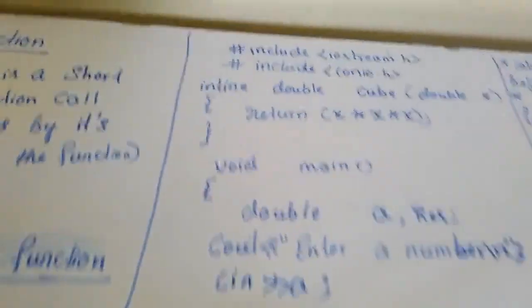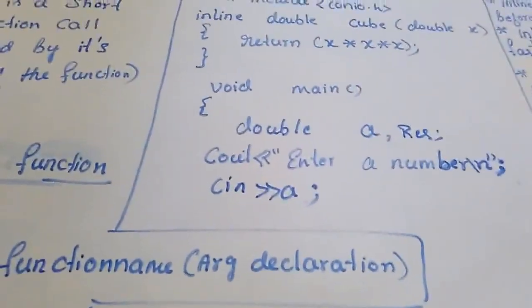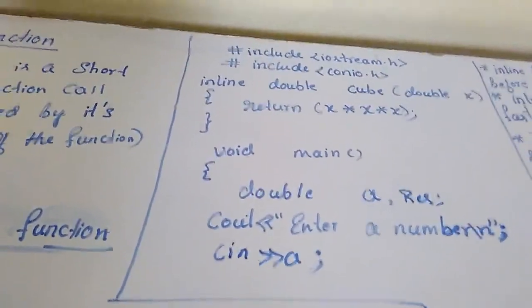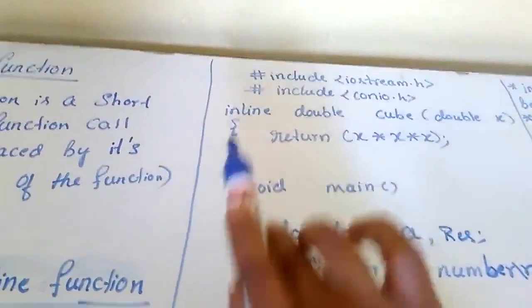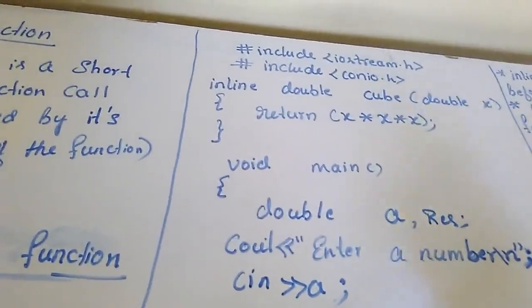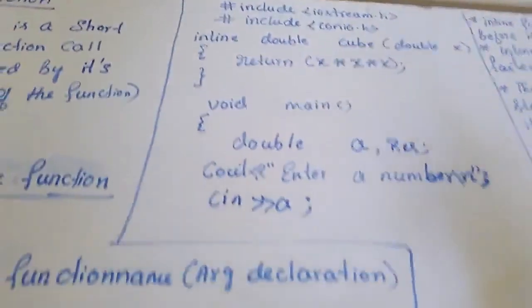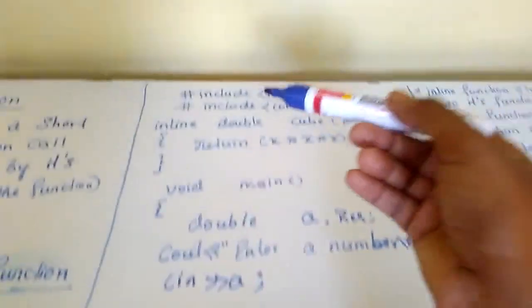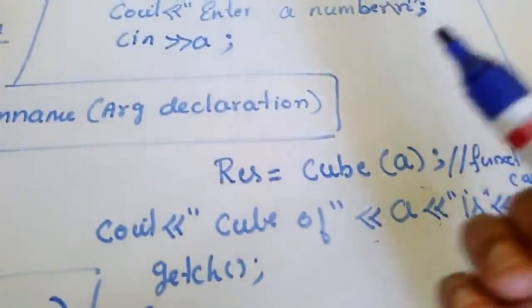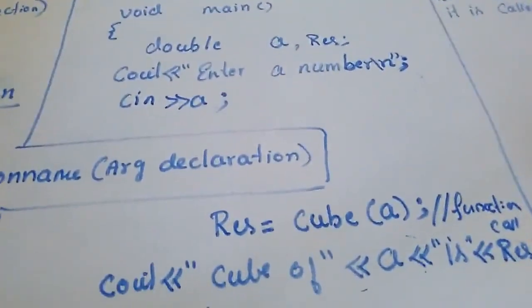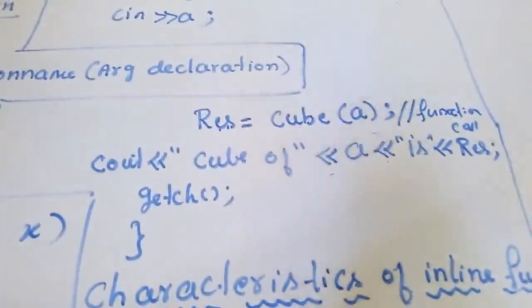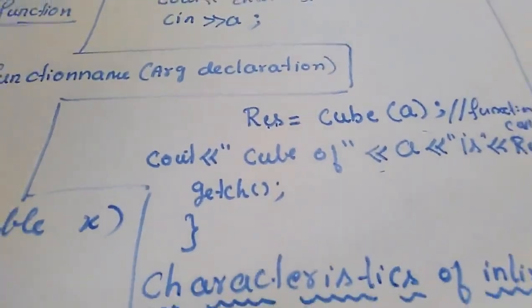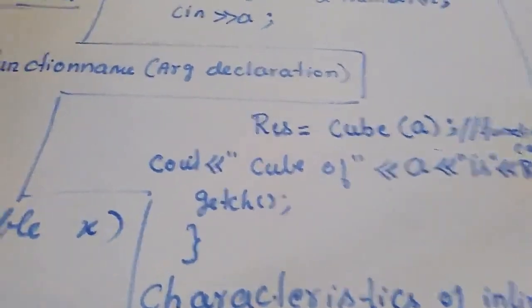Are you understanding? There is one concept in C++ that is inline function, and inline is a keyword. When we add this keyword at the beginning of the function definition, whenever we call that function, instead of control transferring from the calling function to the called function, this code comes here and the function call is expanded with its function body, and it stores the result in RES. After that, it displays the result. That is the difference between a normal function call and an inline function.